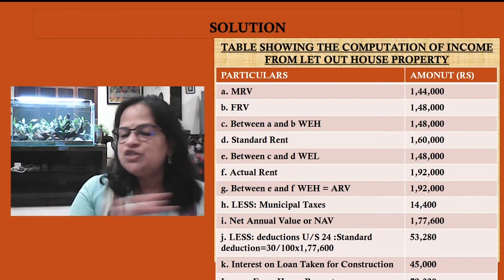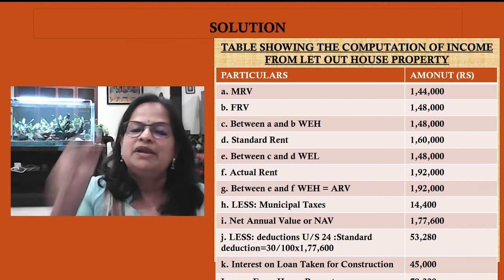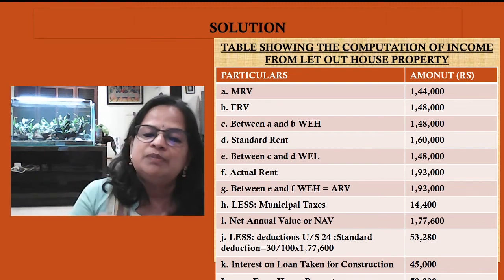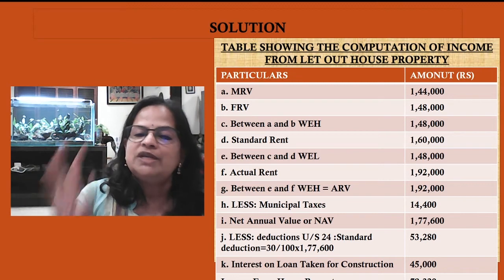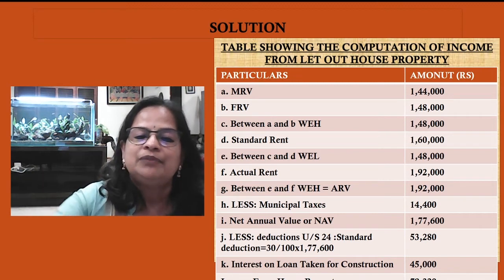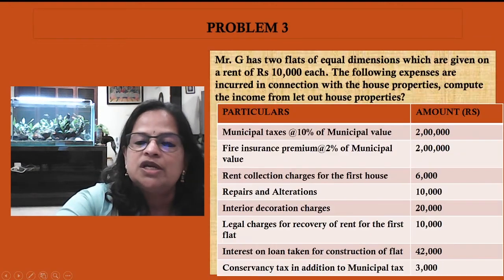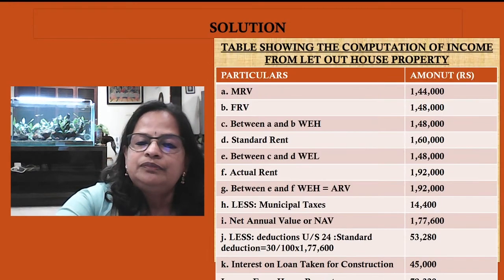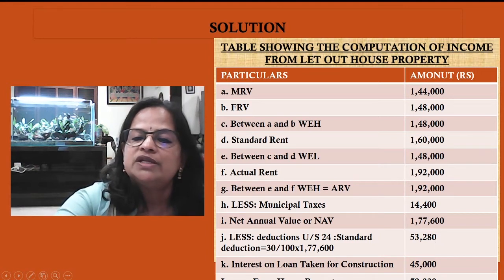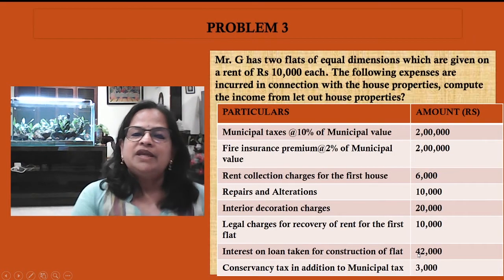Standard deduction, it's not mentioned anywhere. You have to remember, if it's let out house property, 30% of net annual value you have to allow. That is 53,280. Now interest on loan taken for construction, it's given that 45,000. So the income from house property, 1,77,600 minus 53,280 and 45,000. It is 78,330.